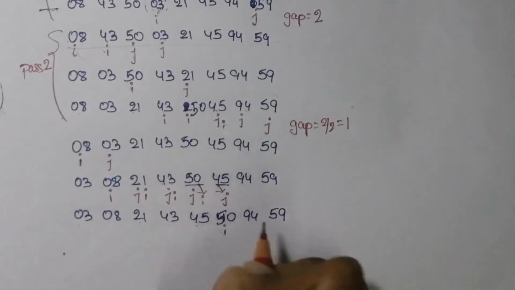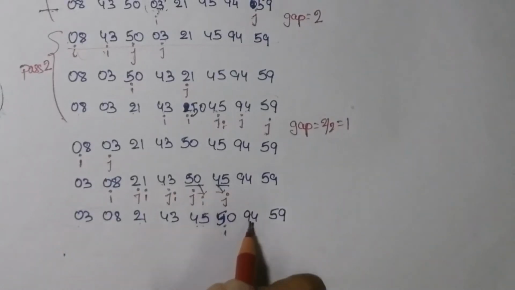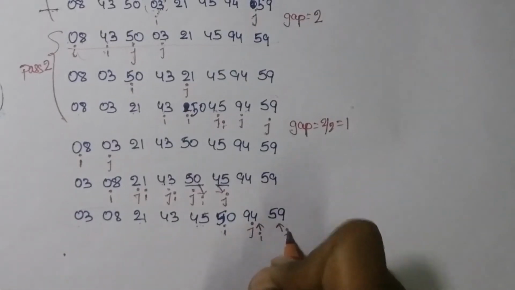And j was at this index, so it will also be incremented to this position. Is 50 greater than 94? No. So there is no need of swapping. Then I will be at this position and j will be at this position.